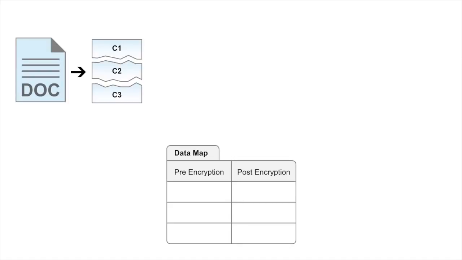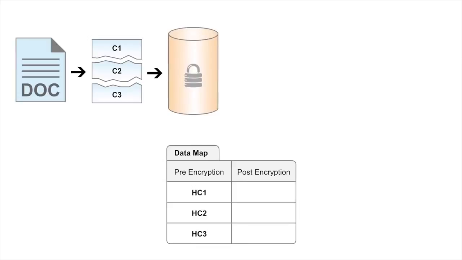The system takes a hash of each chunk. A hash is basically a digital fingerprint. No 2 fingerprints have the same pattern. Likewise, every hash is unique. The hash of C1, C2 and C3 are written into the pre-encryption list in the data map, and then each chunk goes through an encryption process.